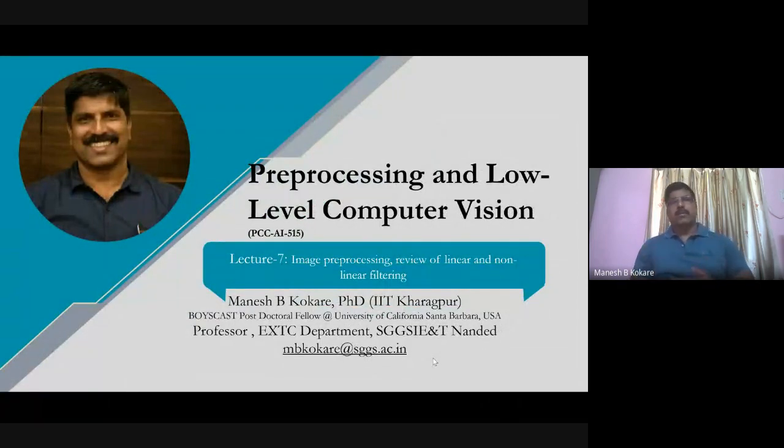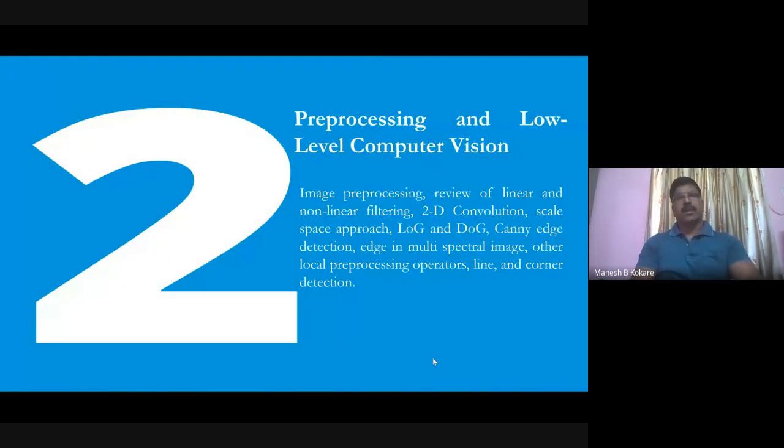Good morning to all and welcome to lecture number 7. So today we'll start chapter number 2 in which we will be studying low-level computer vision. And in this low-level computer vision, we'll talk about basically what is meant by image pre-processing.